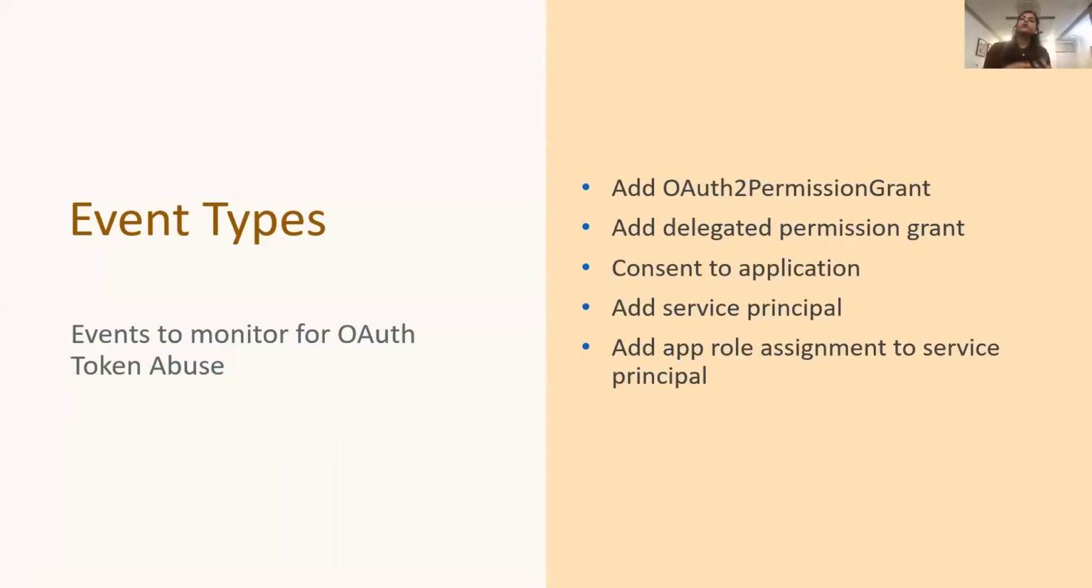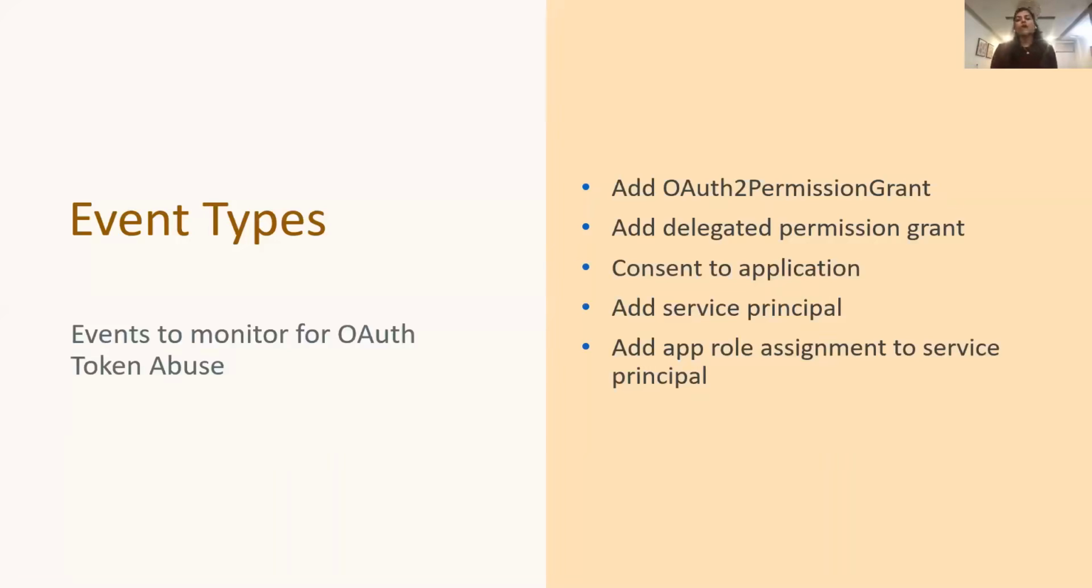Depending on which OAuth service you have implemented in your organization, you should review the audit logs for the same. Here, I have listed the event types for Azure Active Directory. The first event type is add OAuth2 permission grant, which is generated on the usage of OAuth2 permission grant. OAuth2 permission grant is a resource type that represents the permissions granted to an OAuth application. Second is add delegated permission grants. Delegated permissions are those permissions which are delegated to an application from the authorization of a signed-in user or the resource owner. Third is consent to application. This event type is generated whenever a user consents or grants permission to an application.